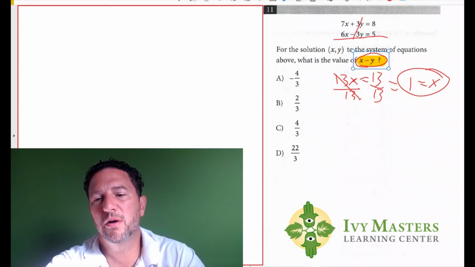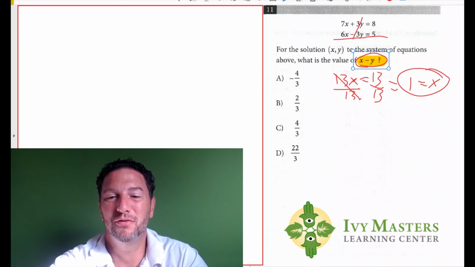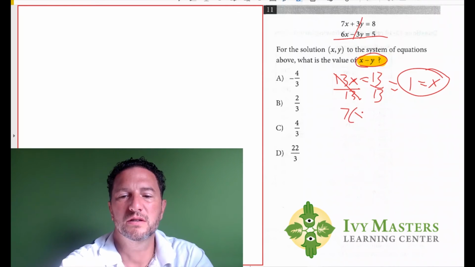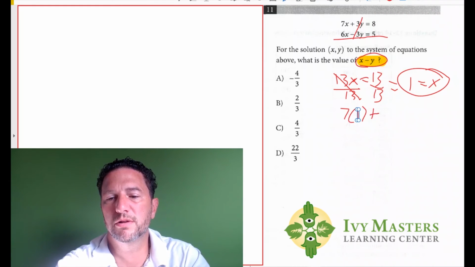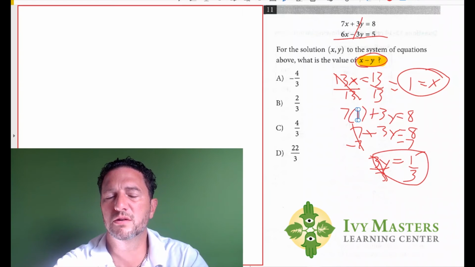And so, now what am I going to do with my x? I'm going to plug it back in and solve for y. So I could use either equation. It's good generally to stick to positives, it's a little less confusing. So in place of the x, I'm going to put 1. 7 times 1 plus 3y equals 8. And that's just 7 plus 3y equals 8. Then you subtract 7 from both sides, and you get 3y equals 1. Divide both sides by 3. These cancel. y is equal to 1/3.